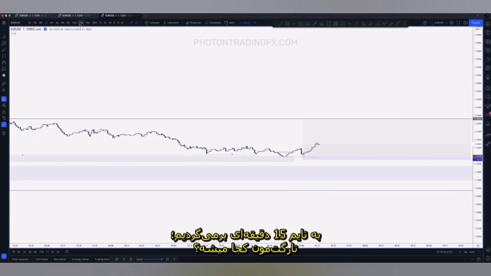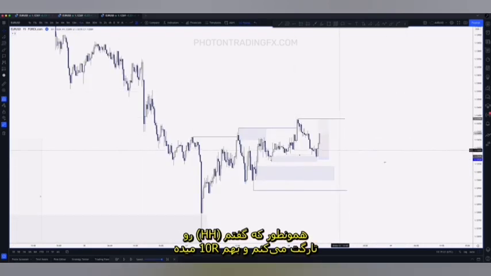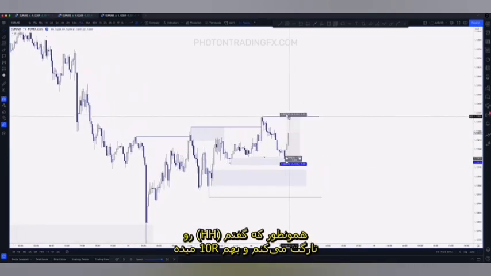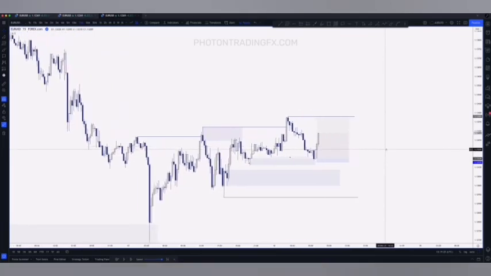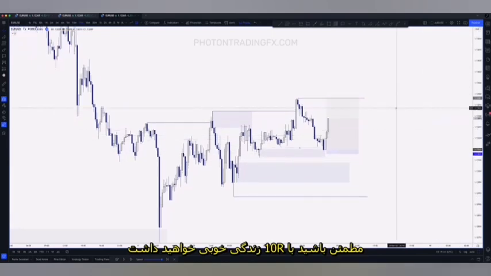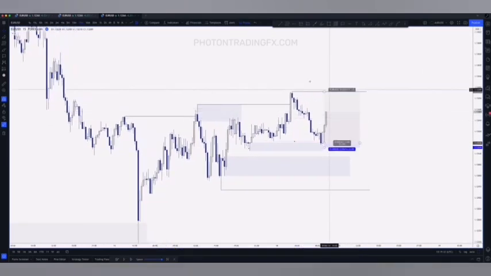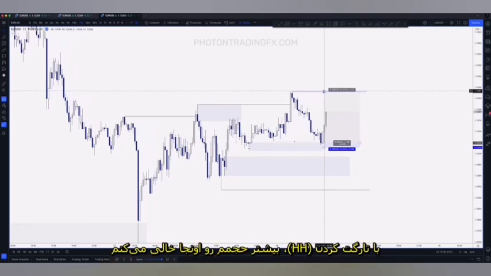Okay, so if we jump back to the 15, where's my target going to be? Like I said, I'm going to be targeting that higher high, right? And that gives me over 10R. 10R is an amazing trade by anyone's standards. I don't care who you are. You can make an insane living off 10R. So yeah, let's keep it simple, targeting that higher high.